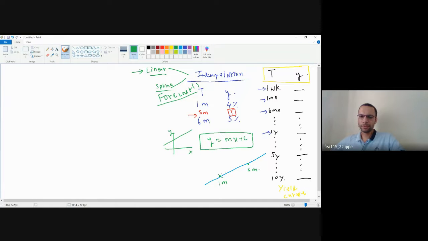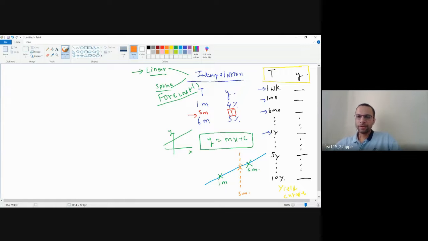So these are my two yields which are given to me. If I have to interpolate anything in between, I can say that this is a straight line and I can take a cross section. So let's say 5 months is here. If this is my 5 month cross section, then this orange cross becomes my 5 month yield. So this is what I call a simple linear interpolation because it's a straight line measure.